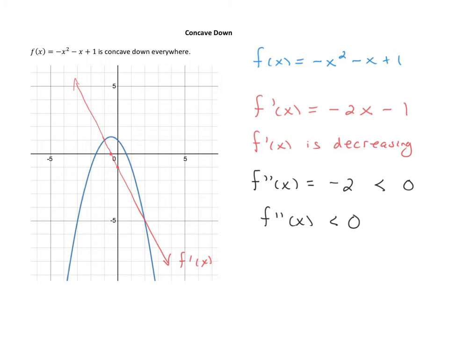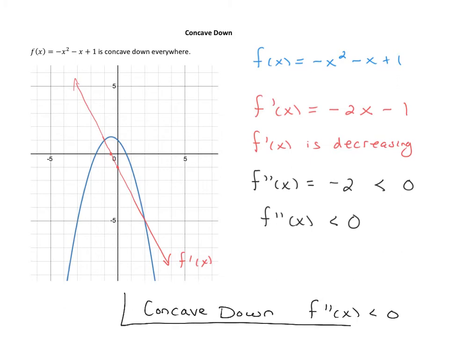So this is also going to be useful for us. If you want to find where something is concave down, check to see where the second derivative is less than 0. What we'll do next is look at functions that are both concave up and concave down and try to determine where that is actually happening.